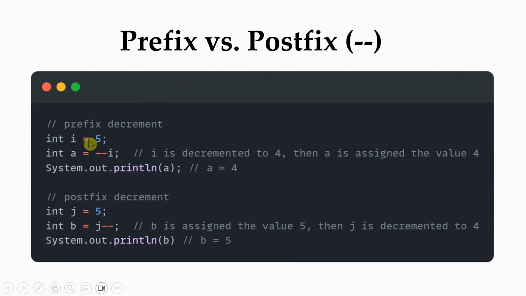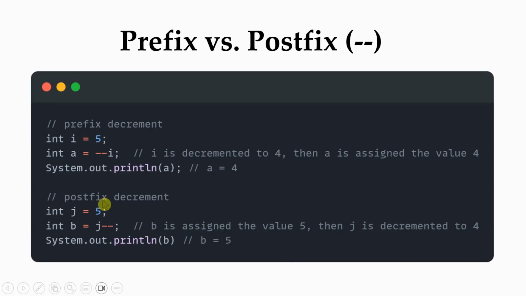For prefix decrement, here again I declare a variable i equal to 5. Because it's a prefix decrement, I will first decrease the value of i. My original value of i is 5. I do 5 minus 1 because I do the decrement first. Then only I assign that value to a. So after I do 5 minus 1, I get 4. So if I print a, now my a will be 4.